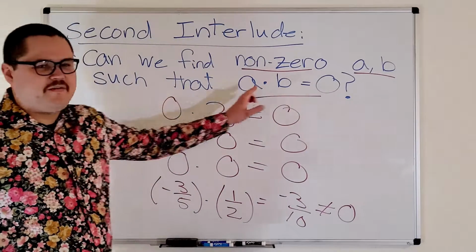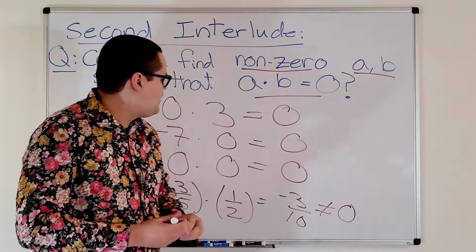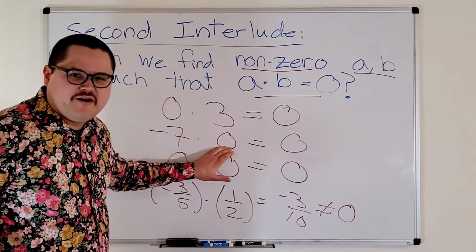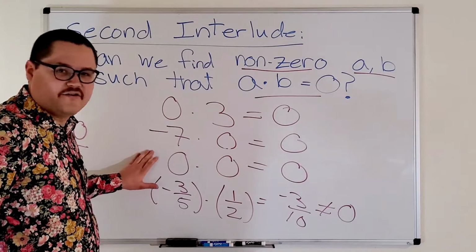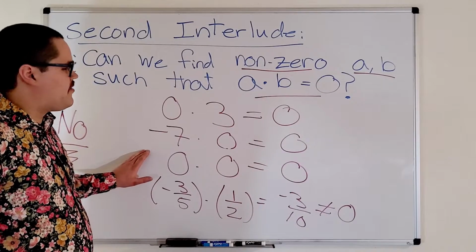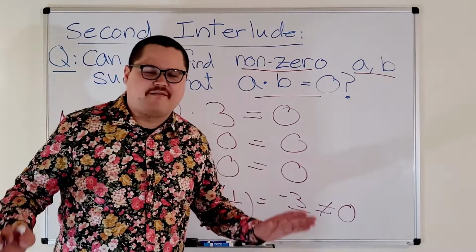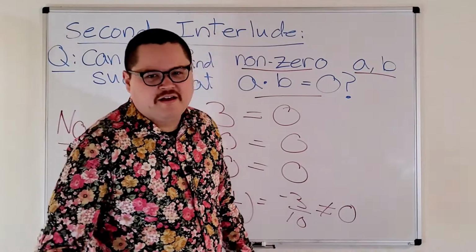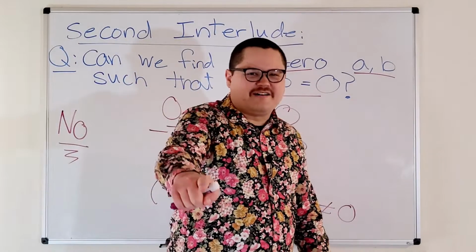Whenever I have a times b equals 0, either a is 0, b is 0, or they're both 0. And otherwise, I will not have the product equaling 0. All right, on to factoring.